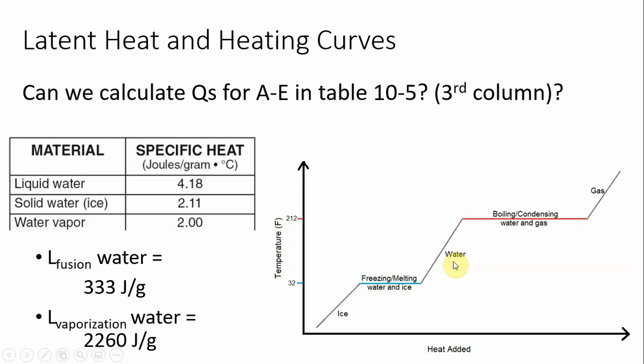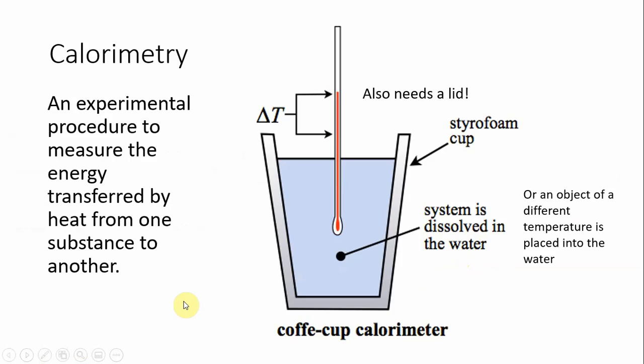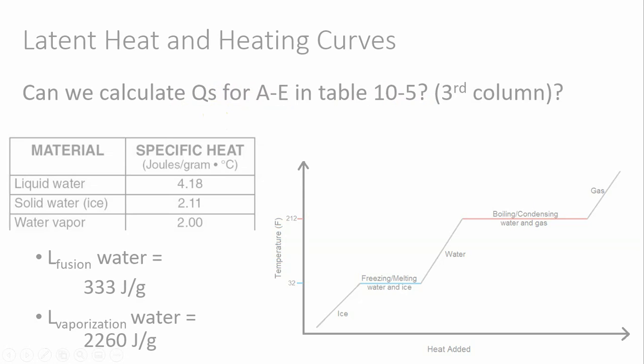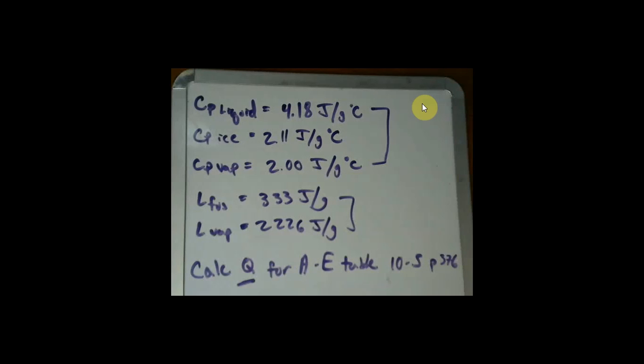And it all has to do with breaking apart the attractive forces that make solids solids and that make liquids liquids. Now, we're not going to get into those attractive forces. Maybe you remember some of those from chemistry last year, but these are the 5 values we are going to need for our example problem when we calculate the Q's, or the amount of energy, for A through E in table 10-5.